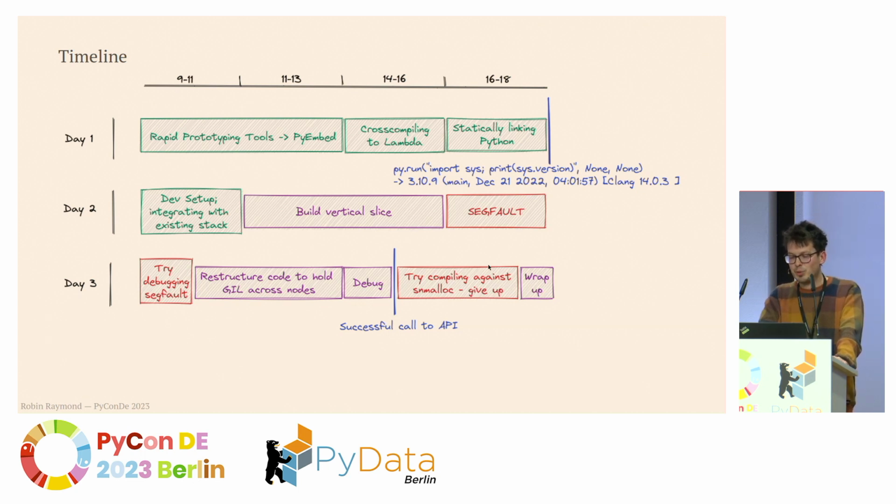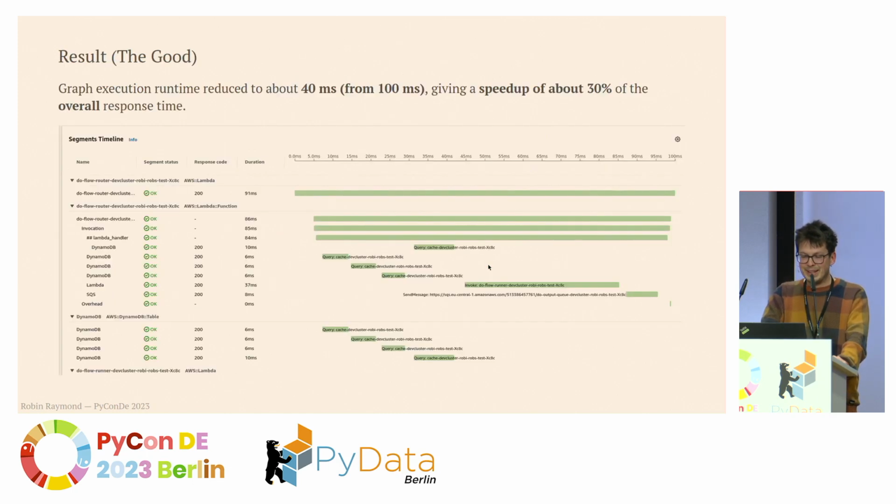We then spent some more time on snmalloc, a different memory allocator from Microsoft that is supposedly a bit faster. We tried to compile against that, but it didn't work. So unfortunately we wasted that time.